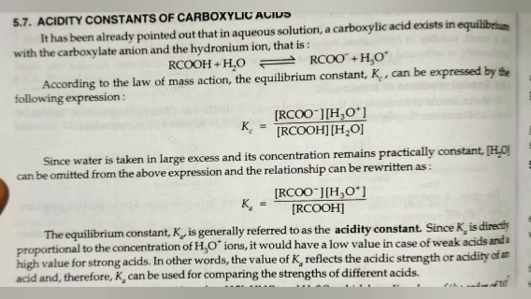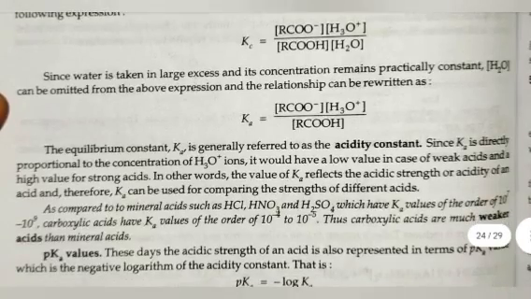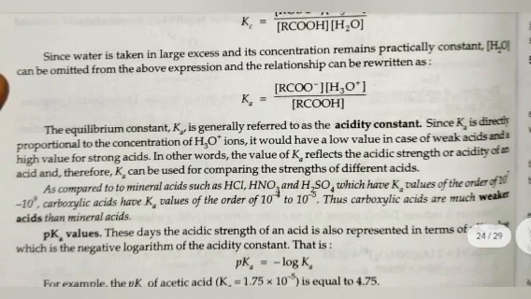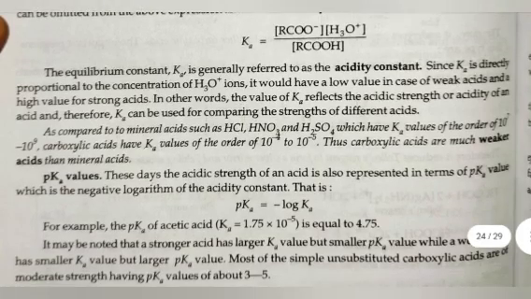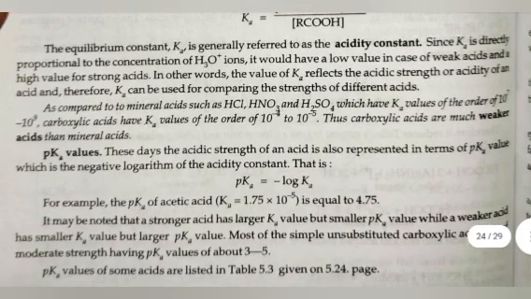Since water is taken in large excess and its concentration remains practically constant, H2O can be omitted from the above expression, and the relationship can be written as Ka equals RCOO negative times H3O positive divided by RCOOH. The equilibrium constant Ka is generally referred to as the acidity constant. Since Ka is directly proportional to the concentration of H3O positive ion, it has a low value in the case of a weak acid and a high value for a strong acid.